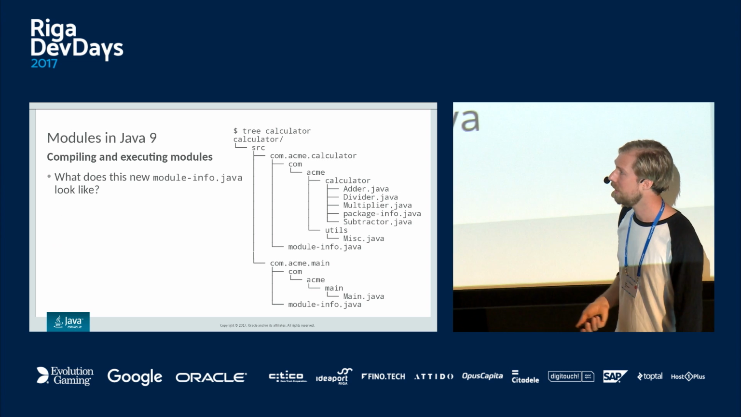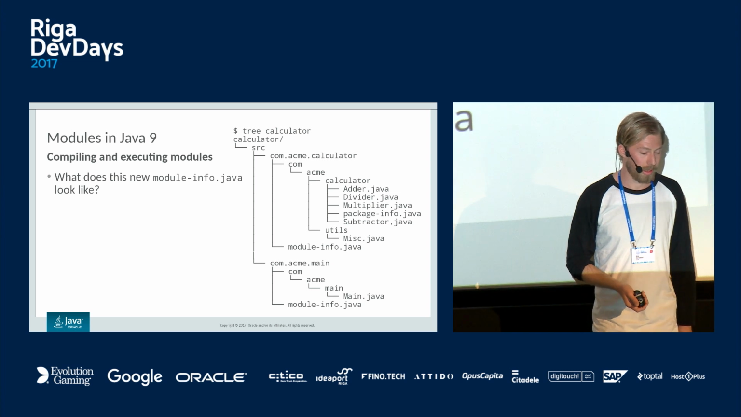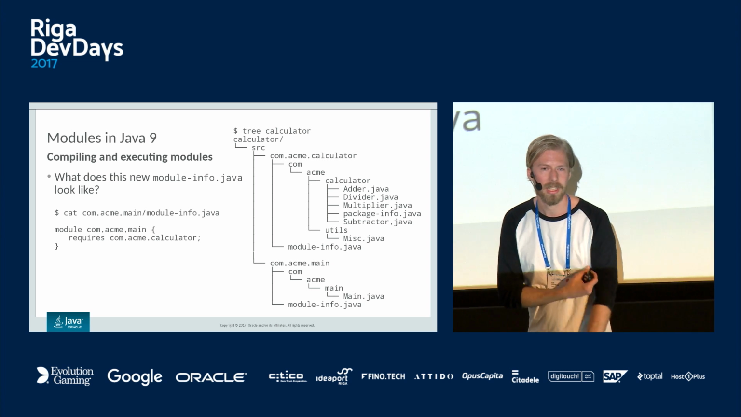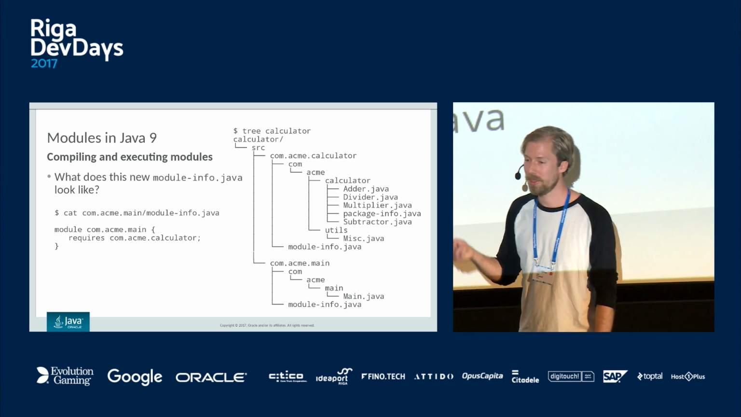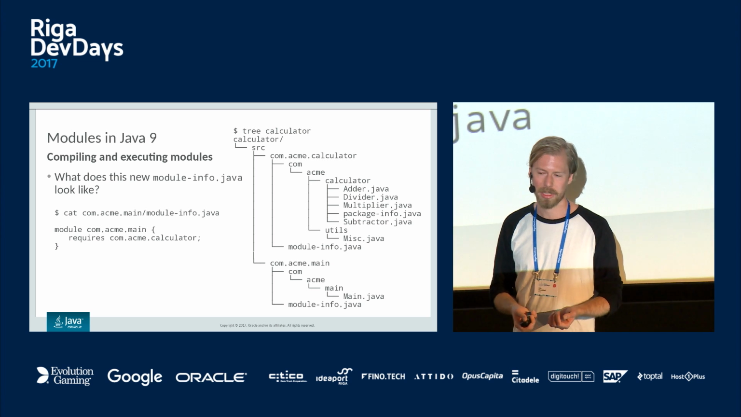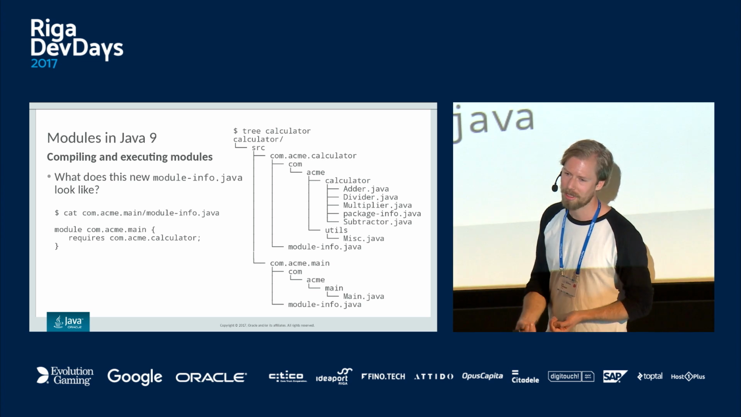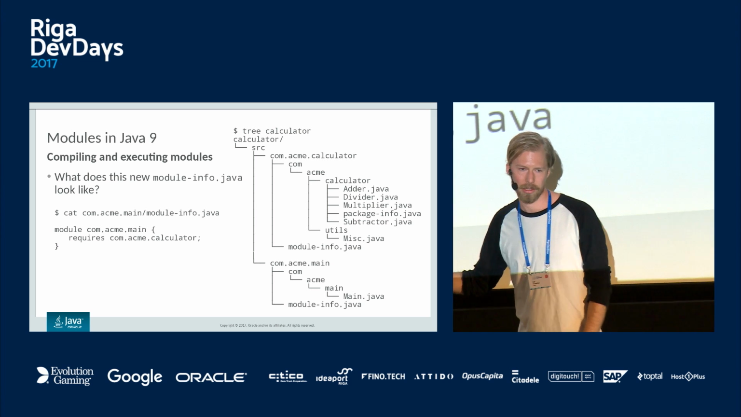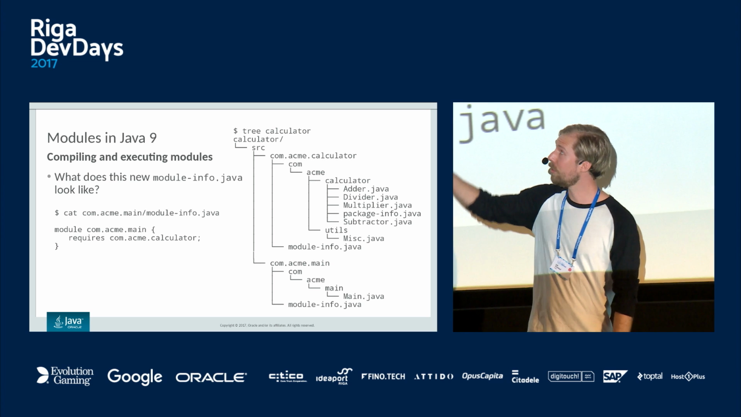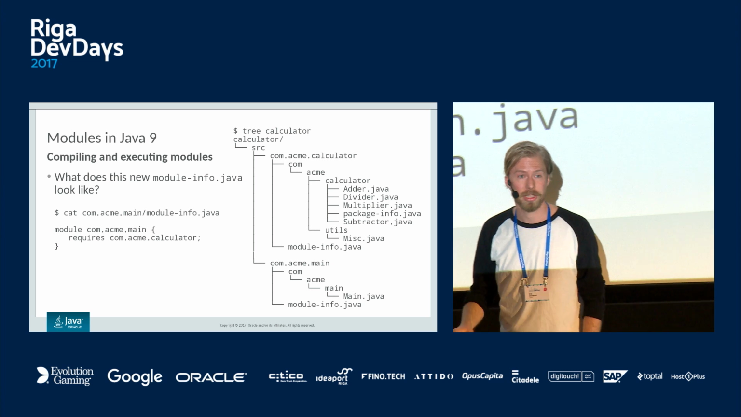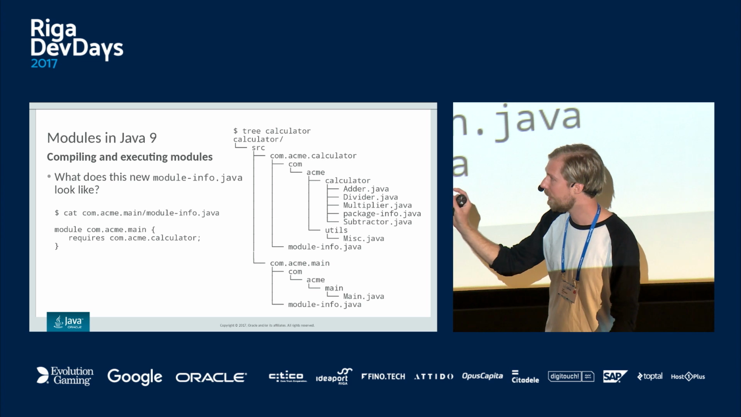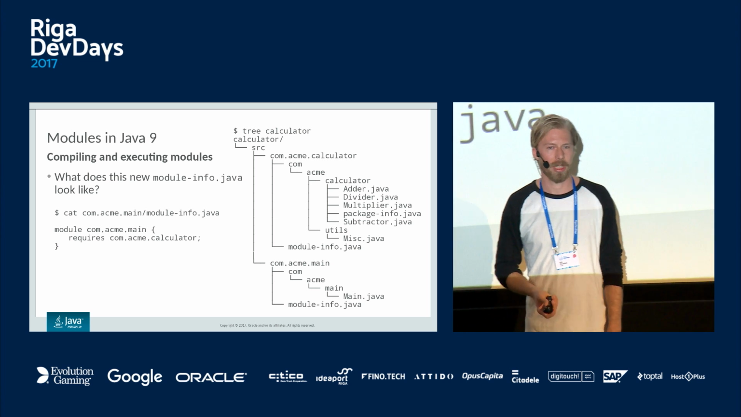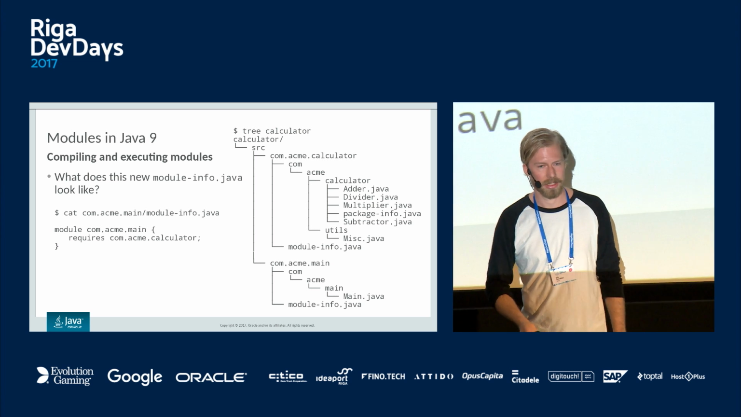So what does the module-info look like for the main module? It's pretty small. We give the name, com.acme.main, just the same as with com.acme.calculator. But now we have to tell the module system that, hey, we require com.acme.calculator for this module to run, because we're going to use functionality from com.acme.calculator. So just add that requires clause. And as usual, we get requires java.base for free. We don't have to type that. We can type it out, but it's not necessary.